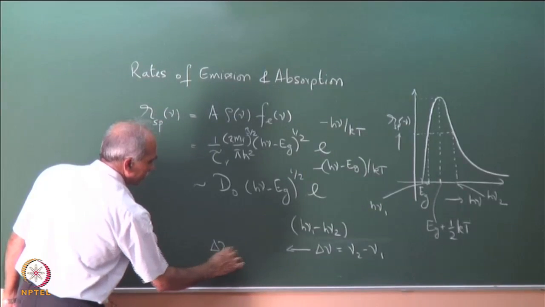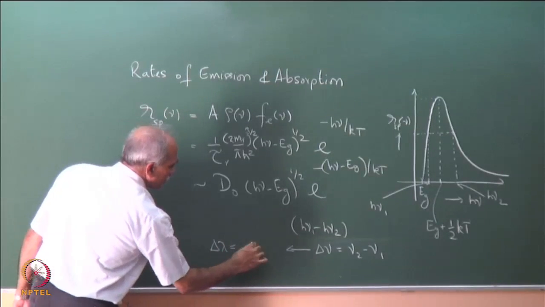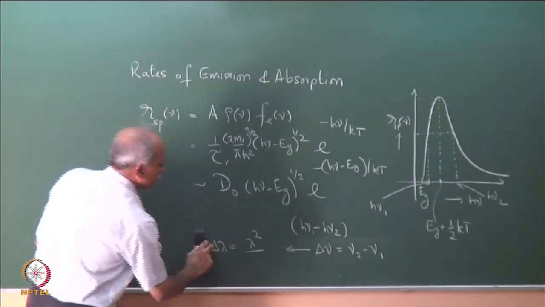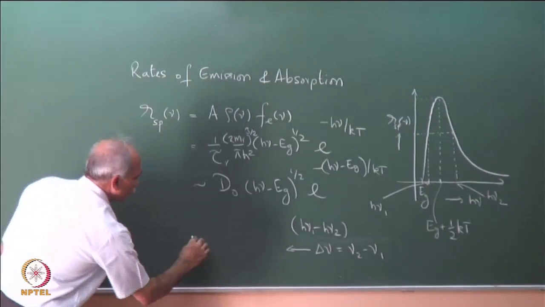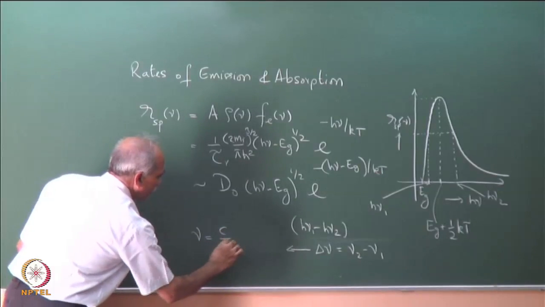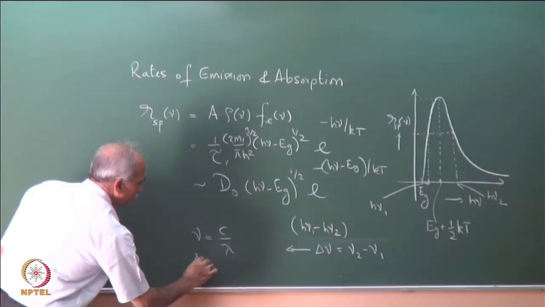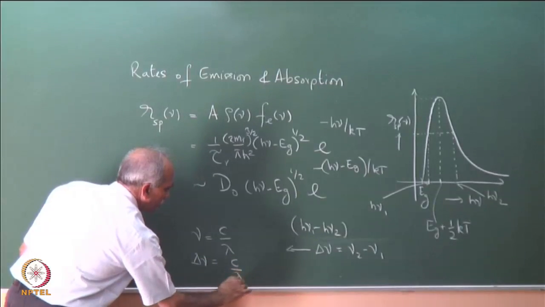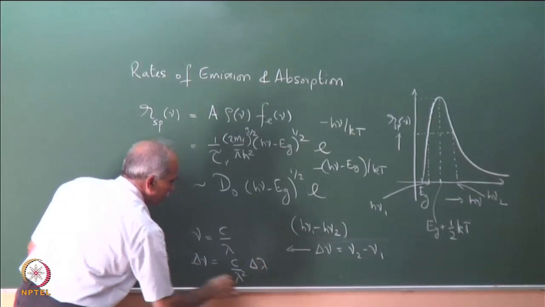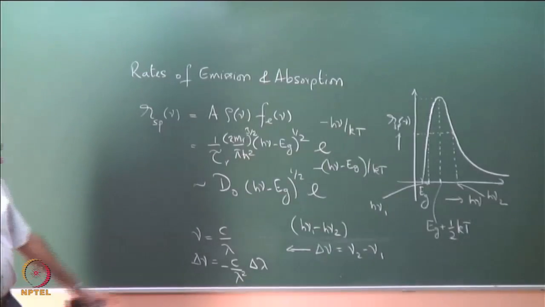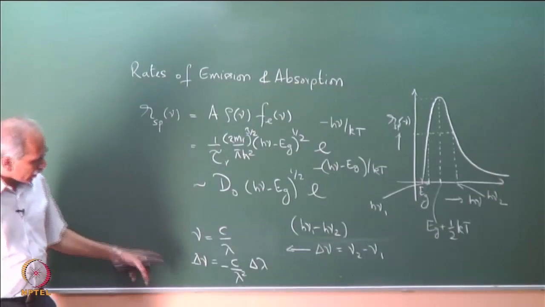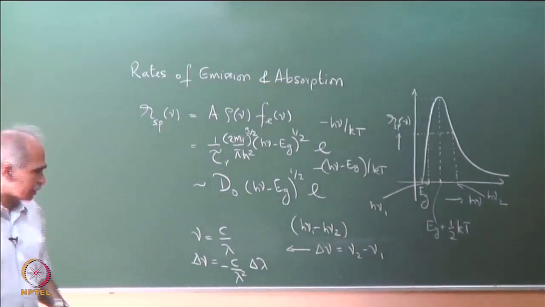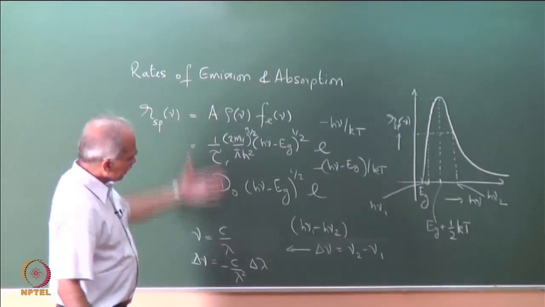that is the line width. Delta lambda is equal to lambda square divided by c, just a minute. So nu is equal to c by lambda, and therefore delta nu is equal to c by lambda square into delta lambda with a negative sign. So delta lambda is equal to lambda square into delta nu by c. I had given an exercise to find the delta lambda.